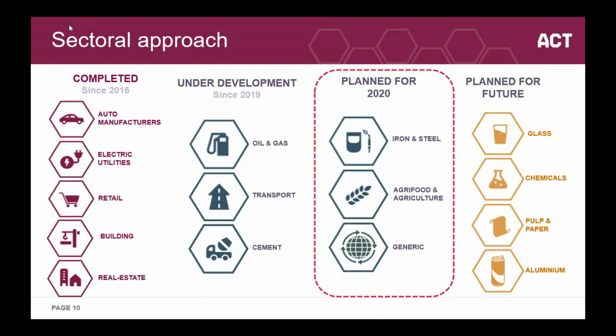As mentioned, we generally take a sectoral approach to the ACT methodologies. So far we have completed methodologies for auto manufacturing, electric utilities, retail, buildings and real estate. We're currently in the process of developing methodologies for the oil and gas, transport and cement sectors, and we have now started work on iron and steel, agri-food and agriculture, and this methodology, which we can term the generic methodology. We'll then move on to remaining industries: glass, chemicals, pulp and paper, and aluminium. Next slide, please.